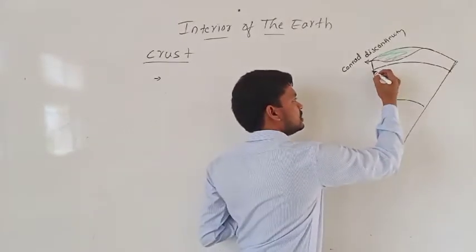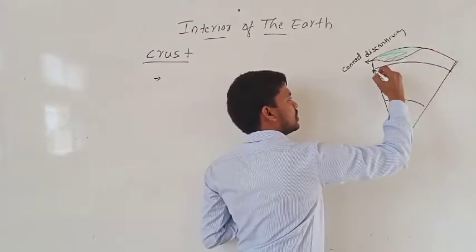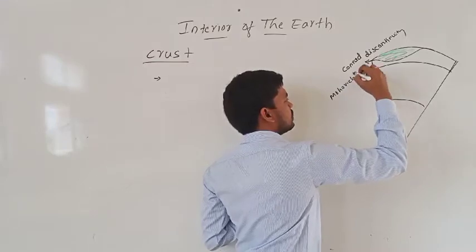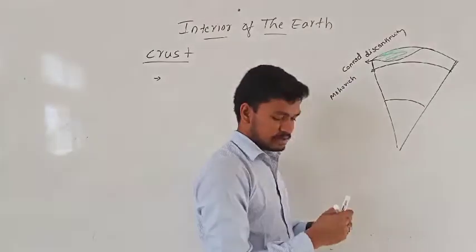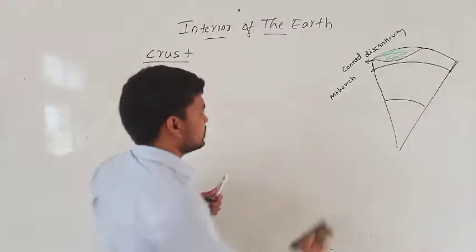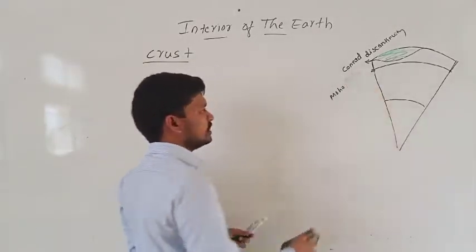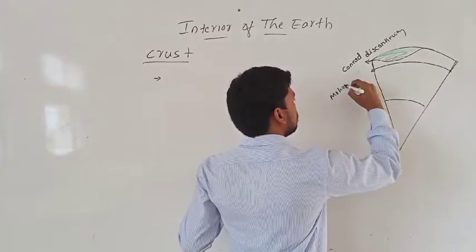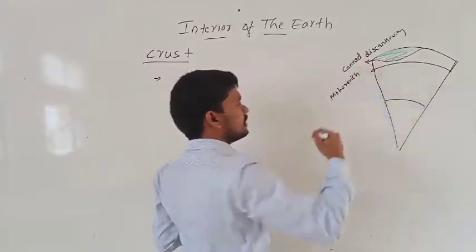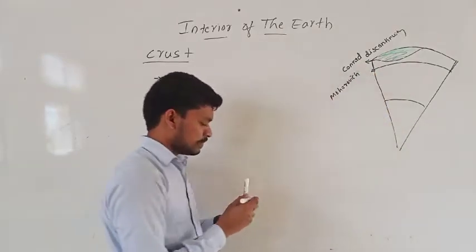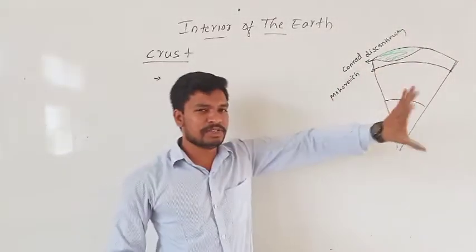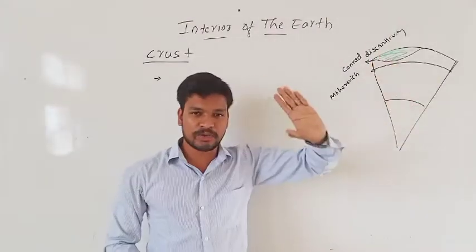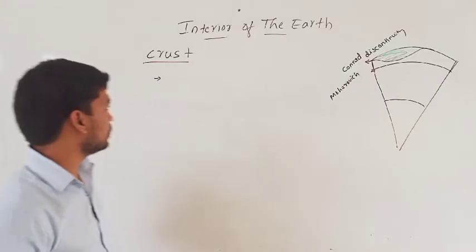The discontinuity which divides crust and mantle is called Mohorovicic or Mohr discontinuity. It's called by two different names: one is Mohr discontinuity, otherwise Mohorovicic discontinuity. So it's somewhat more information. Maybe it's not there in your textbook, but it's important. If you write it, it will be more effective.